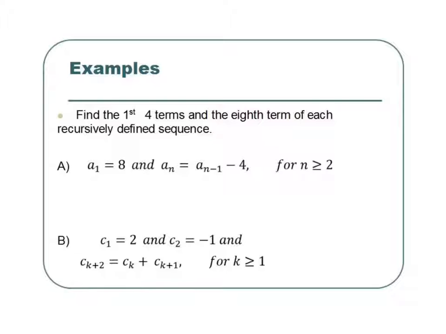Well, first of all, let's talk about the fact that they want 4 terms and then the 8th term, but it's recursively defined. Well, the only way to get to the 8th term is to know the 7th. And the only way to know the 7th is the 6th, and thus, really, I have to find all 8 terms on this. All right, so let's look at this rule. So they give us the first term, so we go ahead and write it's 8. Got it.